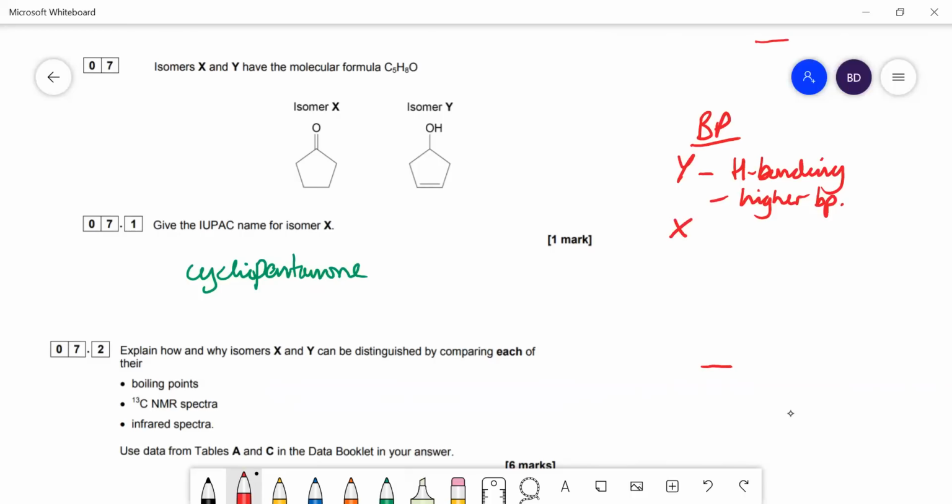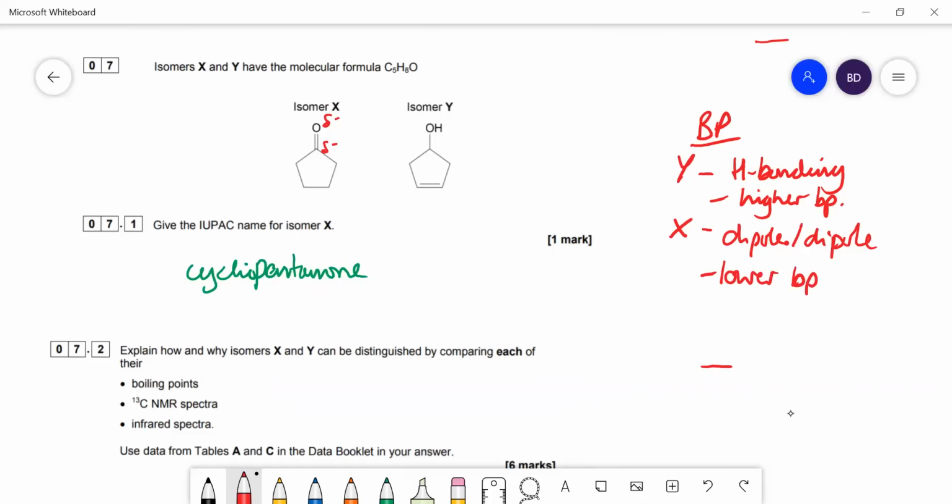There's no possibility of H bonds there because no hydrogen is attached to oxygen, but there is a dipole in that molecule, delta positive, delta negative. So you will have permanent dipole-dipole interactions. Of course, they are not as strong as hydrogen bonds, so X is going to have a lower boiling point. Okay, that's all you need to say about the boiling point. I think probably 1 or 2 marks for that.